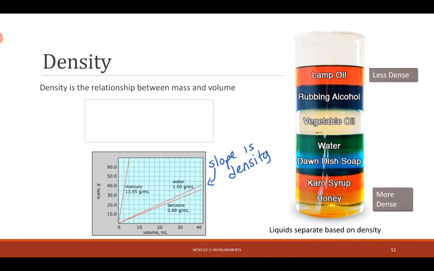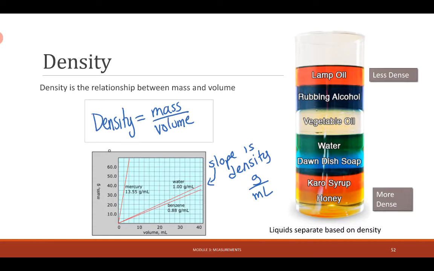If we remember from math, our algebra class, the slope is defined as the change in the y-axis over the change in the x-axis. In other words, mass over volume. So mass over volume is our density. So density is equal to mass over volume. So rise over run, mass over volume. And so our units of density are going to have units like grams per milliliter, or whatever our volume unit is.